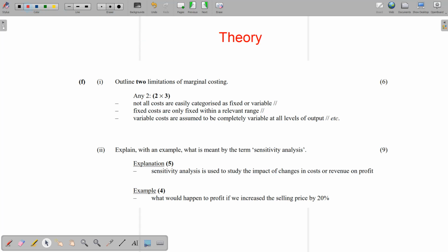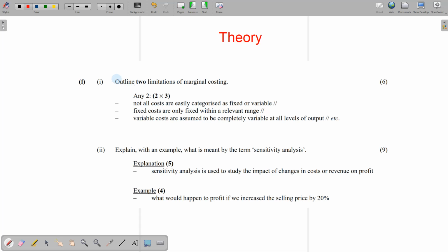So theory is super, super important, even though you don't actually need to give that much. We have to outline 2 limitations of marginal costing. So why doesn't marginal costing always work? Well, not all costs are easily categorized as fixed or variable.